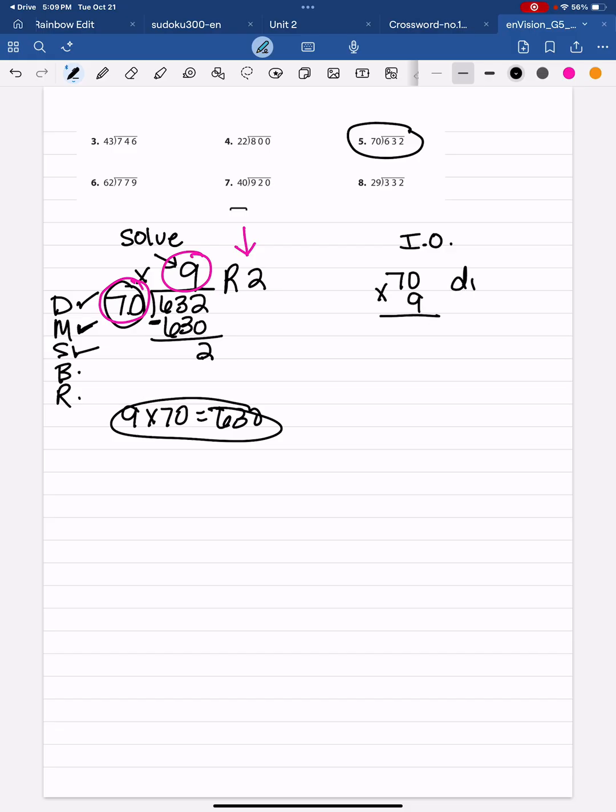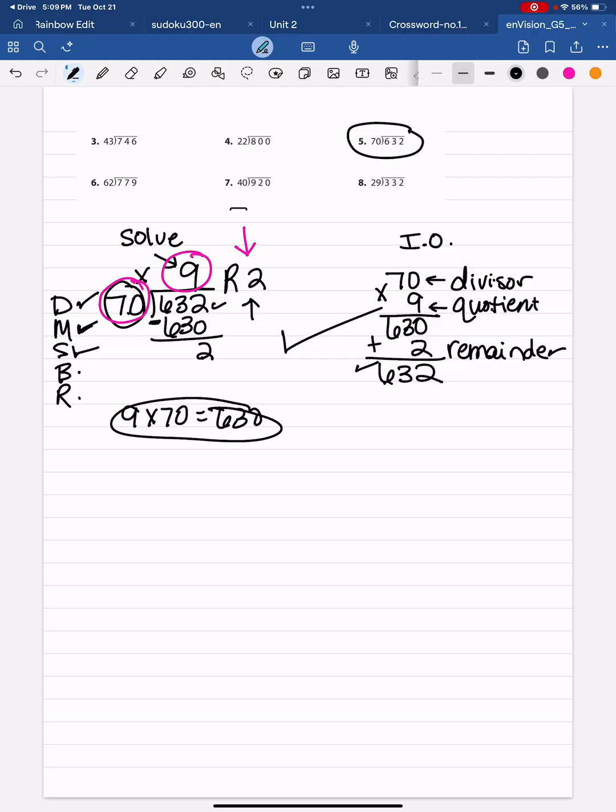So this is your divisor. This is your quotient. And you get 630. And then add in your remainder. And that sum is 632. And this is it. So here's our divisor, our quotient, and our dividend. And we have made one big happy family, and we are correct. Then they will draw a line underneath it.